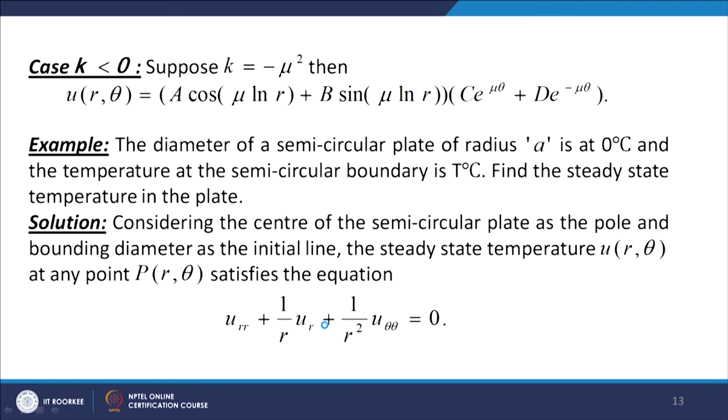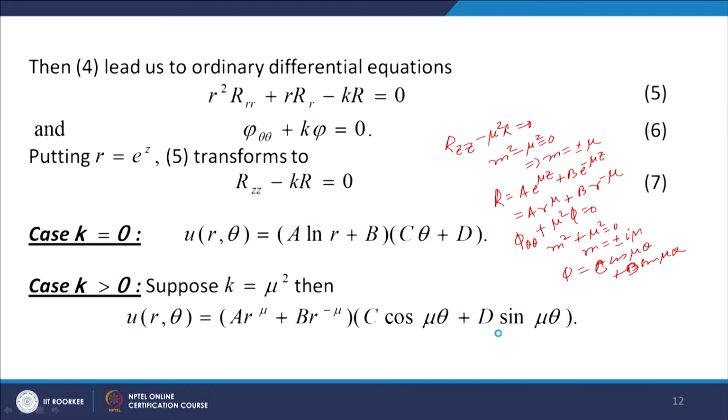So, when k is equal to minus mu square, we will get r z z plus mu square r equal to 0, and therefore, the auxiliary equation will have two complex roots plus minus i mu. So, r will be equal to a cos z plus b sin z, and this will give you a cos ln r plus b sin ln r, because z is ln r. And phi double dash plus k phi, where k is equal to minus mu square. Okay, so k equal to minus mu square means we will get minus mu square phi equal to 0.